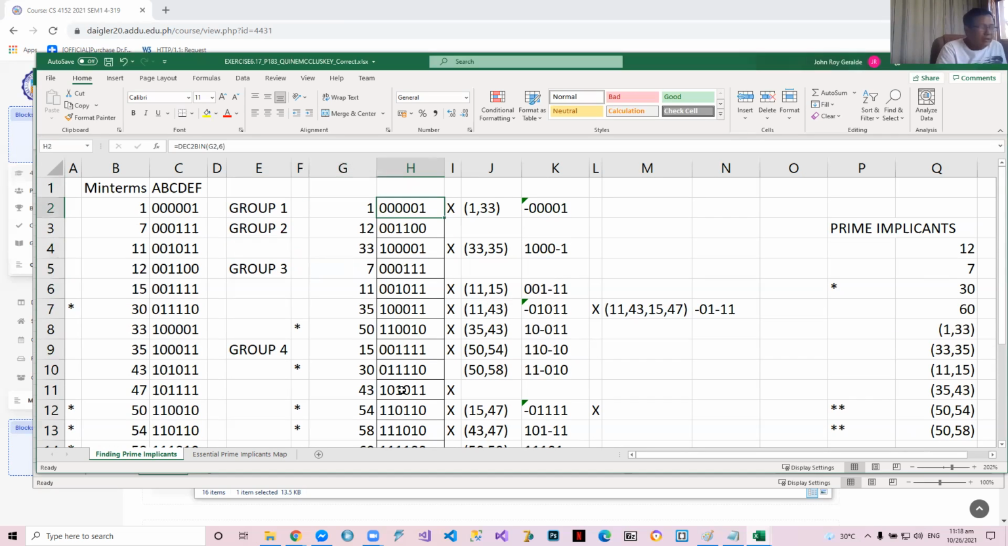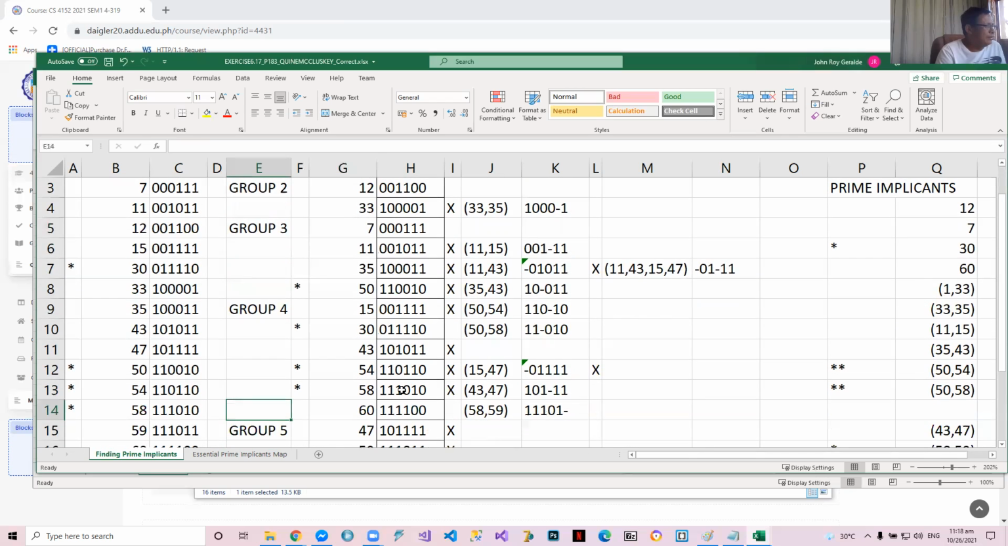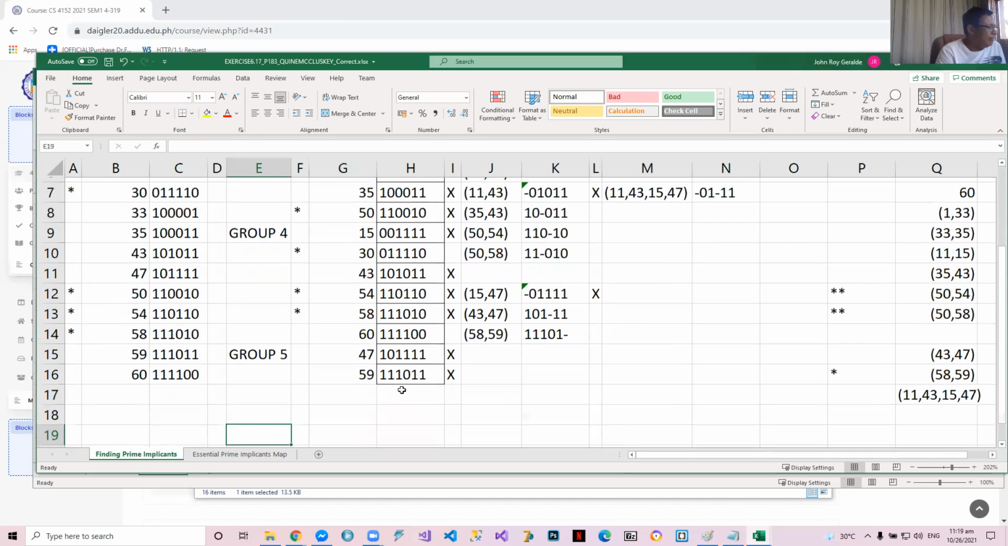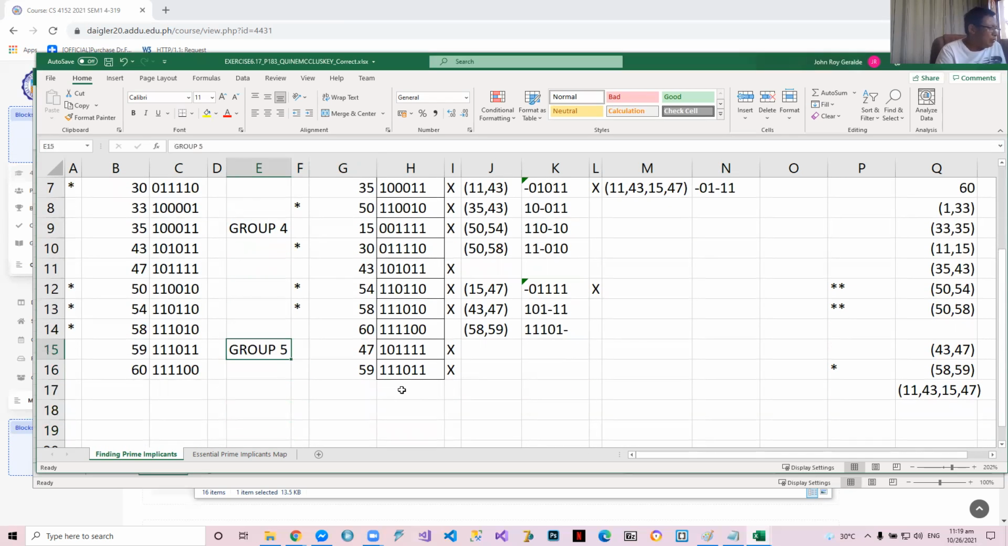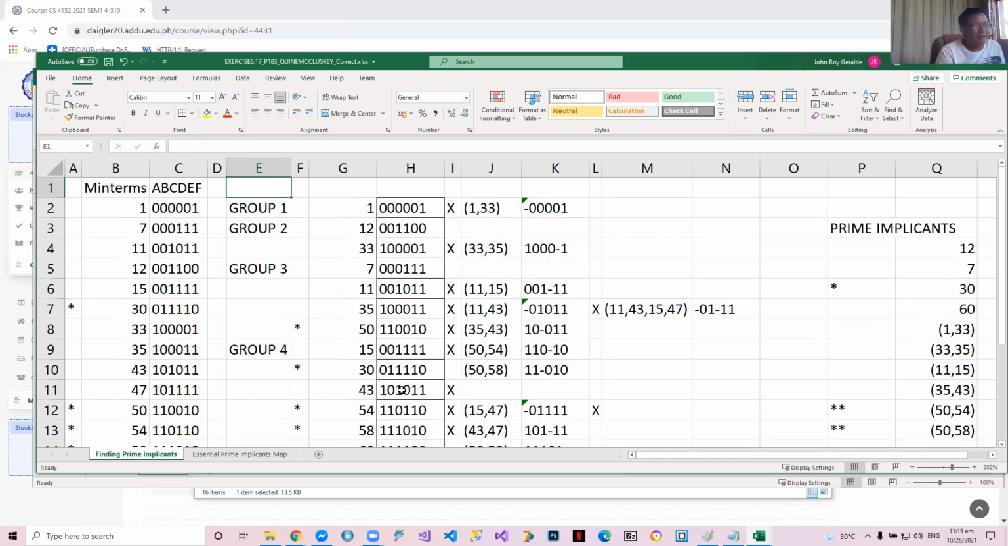For each group of the neighbors, a pairing between groups. We will compare group 1 and group 2, group 2 and group 3, group 3 and group 4, okay? Do you follow? And then group 4 and group 5. If there's a group 6, we will compare group 5 and group 6. Okay? Do you follow?